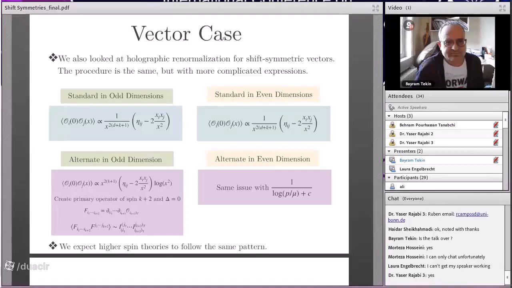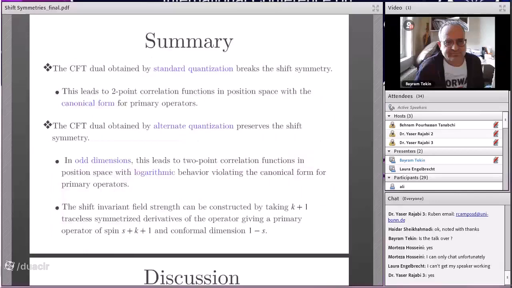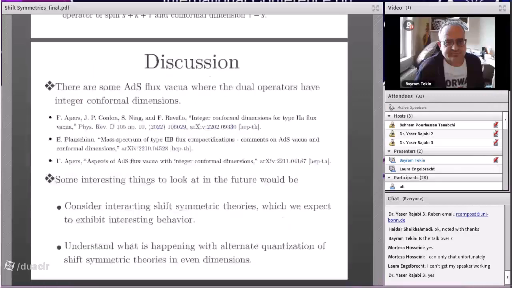We expect the same pattern to occur for the higher spin theories. And so that is our main result. Just to summarize, the CFT dual attained by standard quantization breaks the shift symmetry, and this leads to 2-point correlation functions in position space with the canonical form for primary operators. However, in alternate quantization, which preserves the shift symmetry in odd dimensions, we find correlation functions with logarithmic behavior, which violates the canonical form for the primary operators. The shift invariant field strength, however, can be constructed by taking k+1 traceless symmetrized derivatives of the operator, which will give a primary operator of spin s plus k+1 and conformal dimension 1 minus s. And so what this is telling us is that the physical operators are only the ones that are invariant under the shift symmetry for alternate quantization.